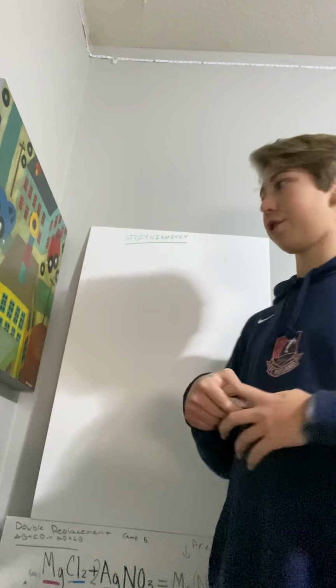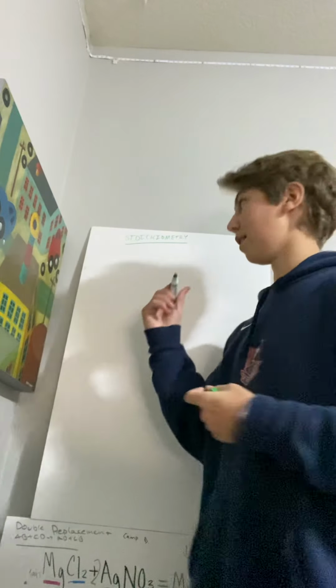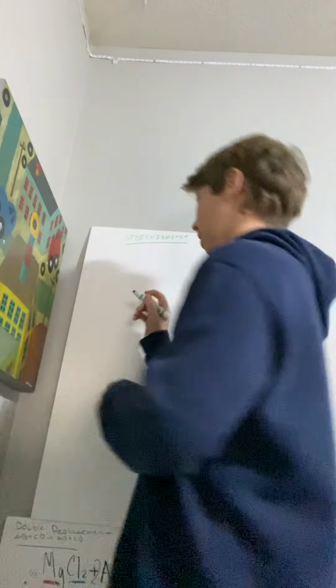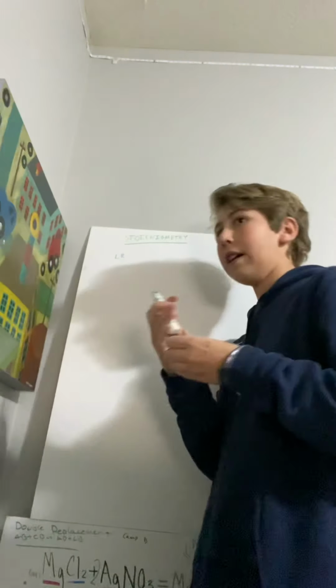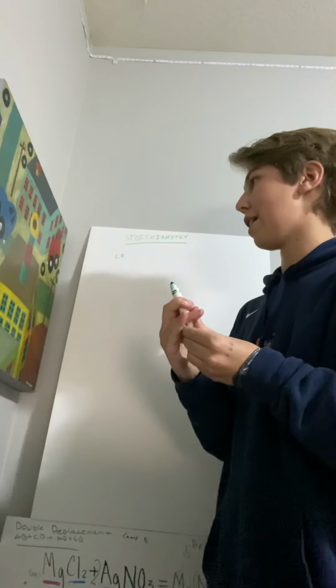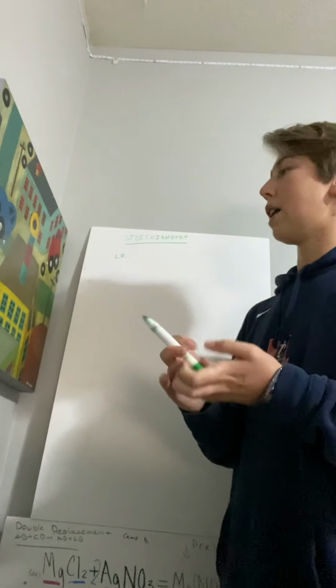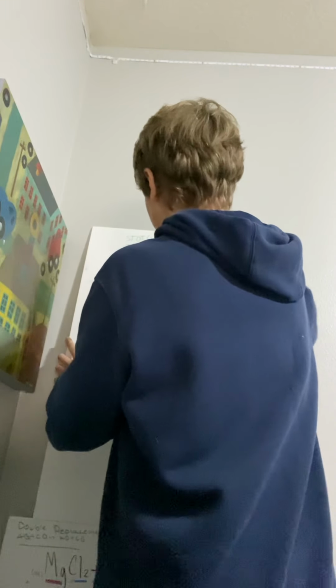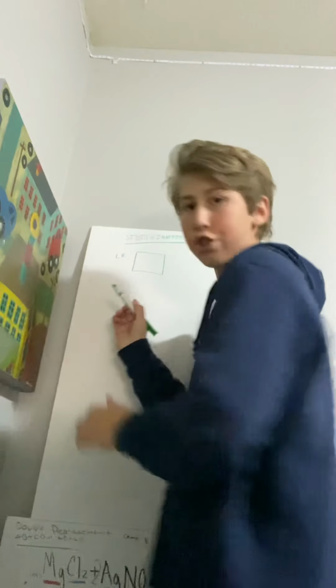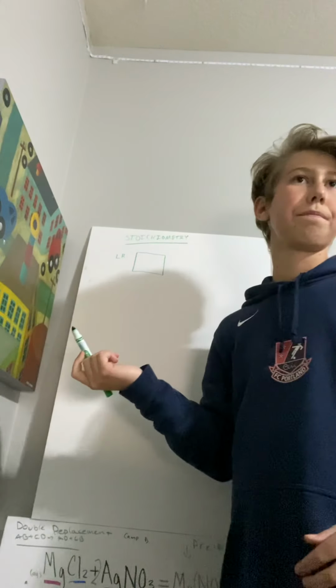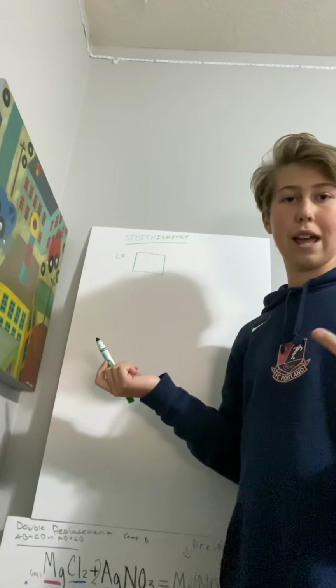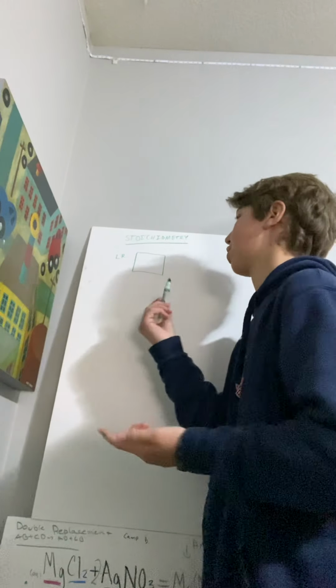We can go through these. This is called the limiting reactant. I'm going to use a little diagram here so it's a little bit easier to explain. The limiting reactant, LR. Let's say you have a sandwich. It's a lot easier way of explaining it. You have a sandwich, and on your sandwich, you like cheese and ham. You like a ham and cheese sandwich.